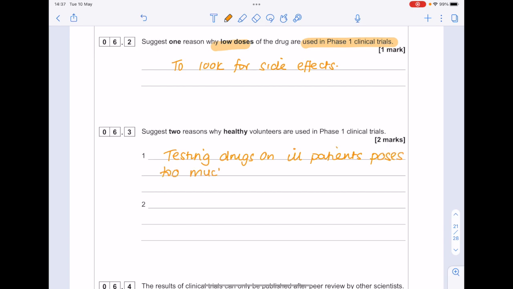You can argue it the other way. Testing drugs on well patients or healthy volunteers poses little risk to them. And the other thing is, it's easier to identify side effects on people who are already well or healthy.